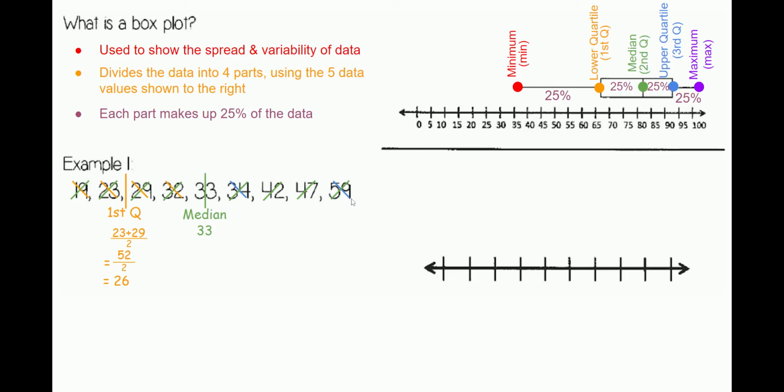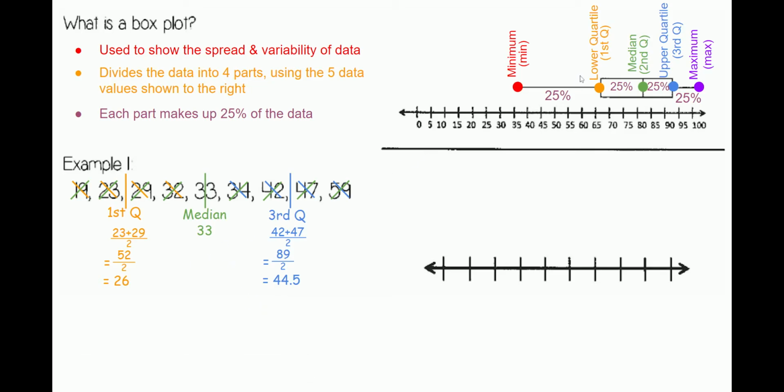So it's the middle of the second half. So we're not including the median. We cross off the ends. And then there's no one number, there's actually these two numbers in the middle. So we find the average. 42 plus 47 divided by 2. 89 over 2, which equals 44.5.